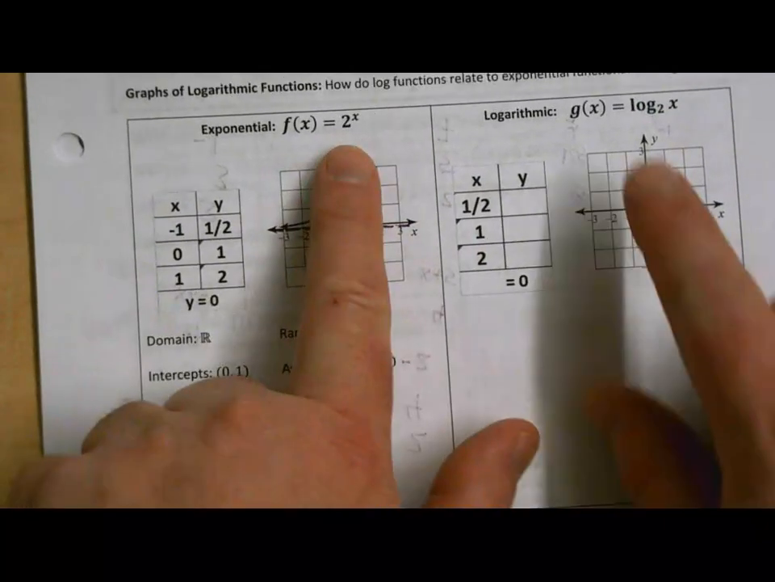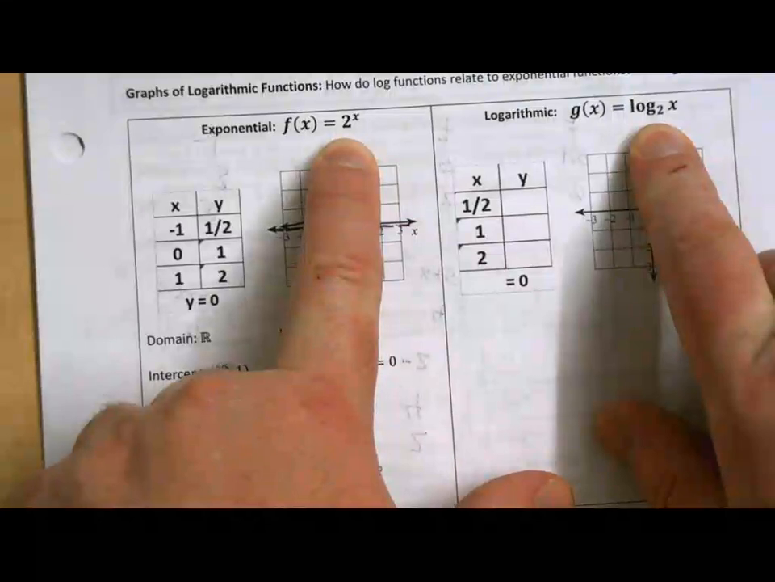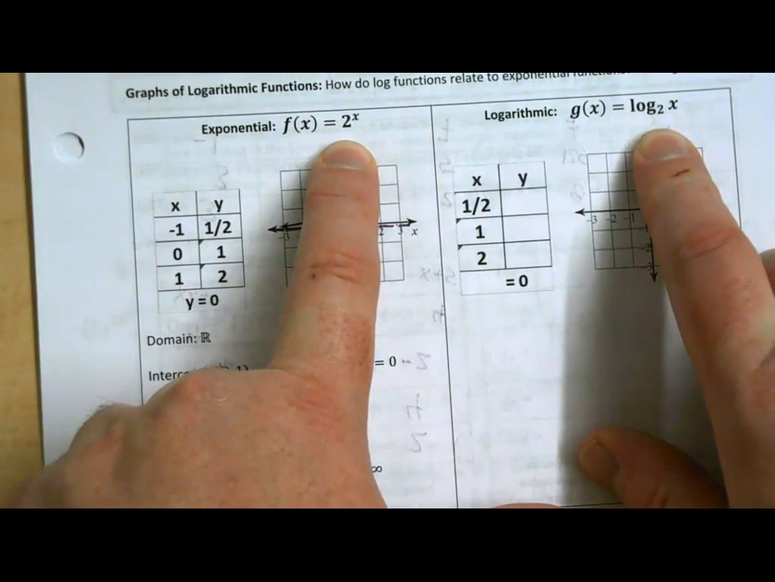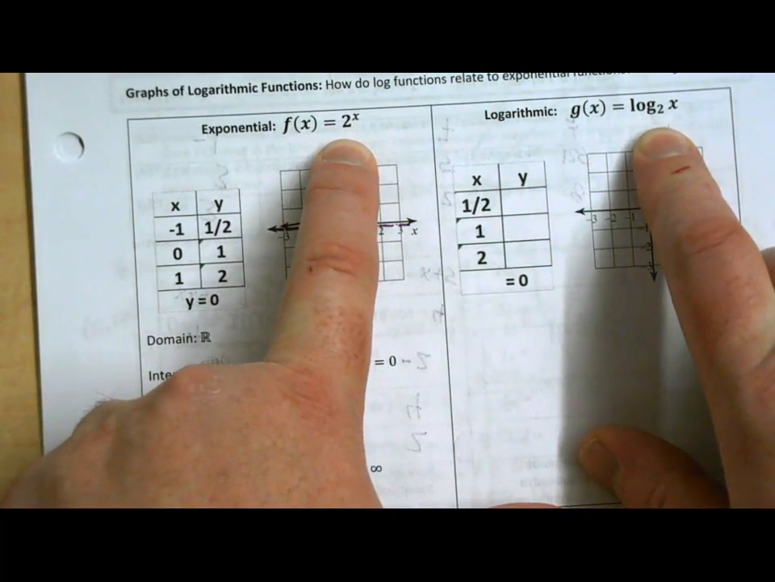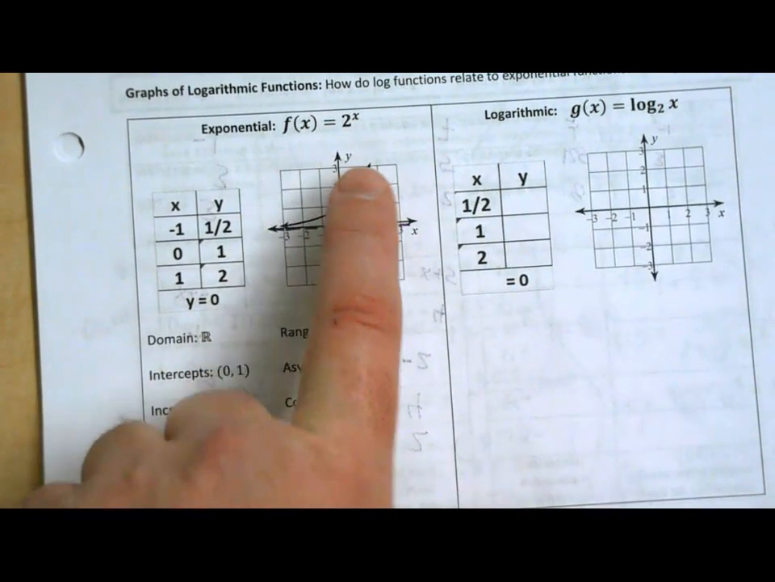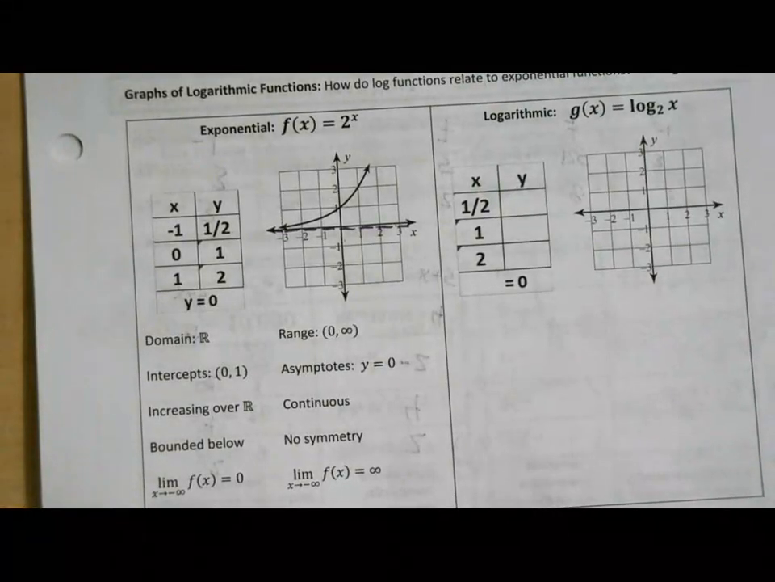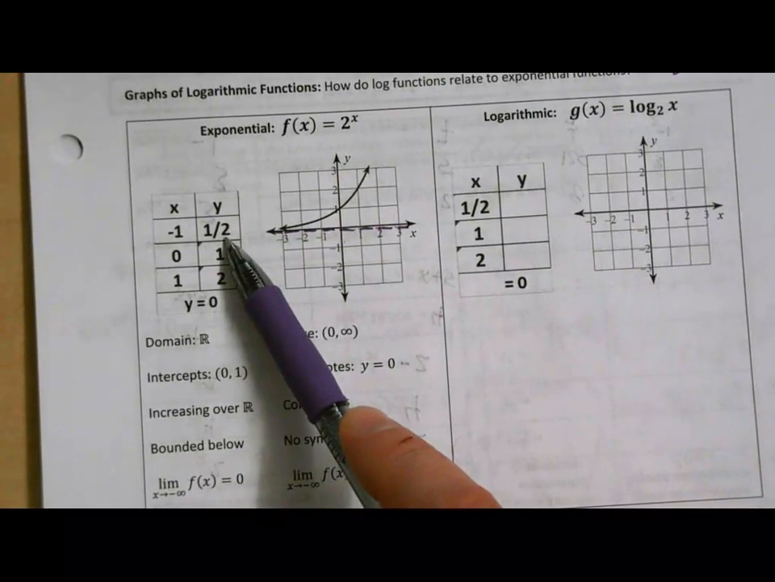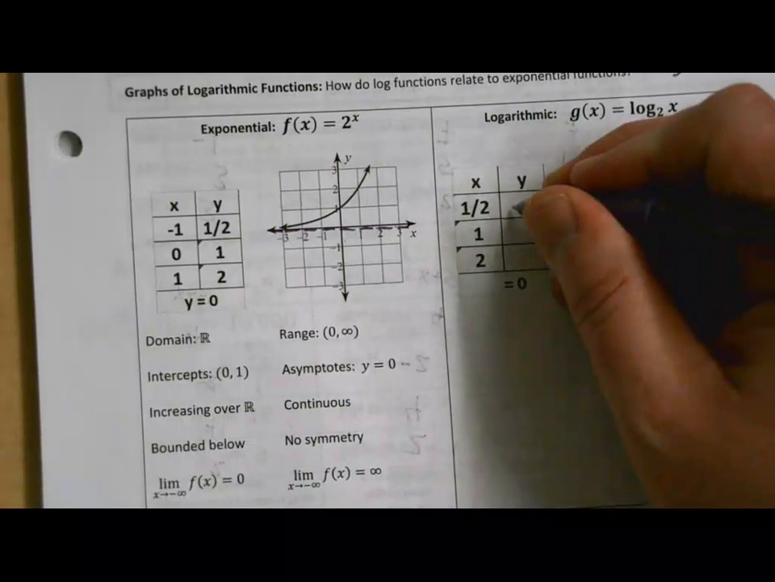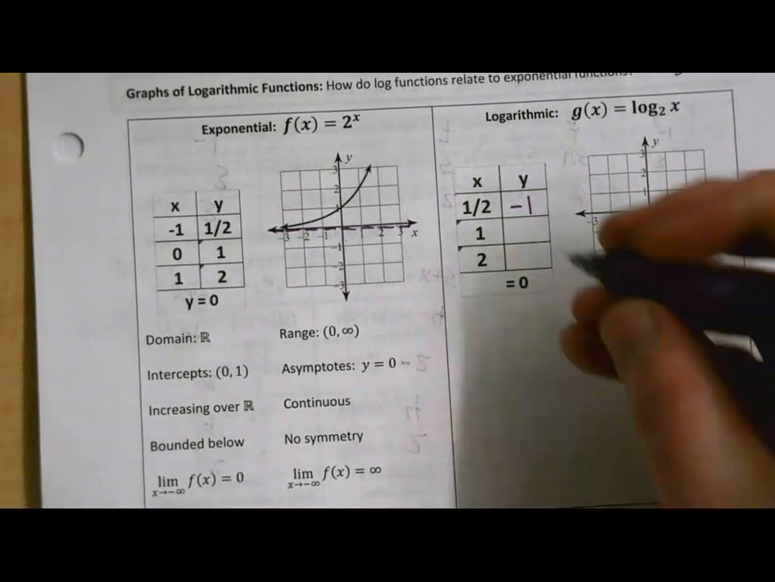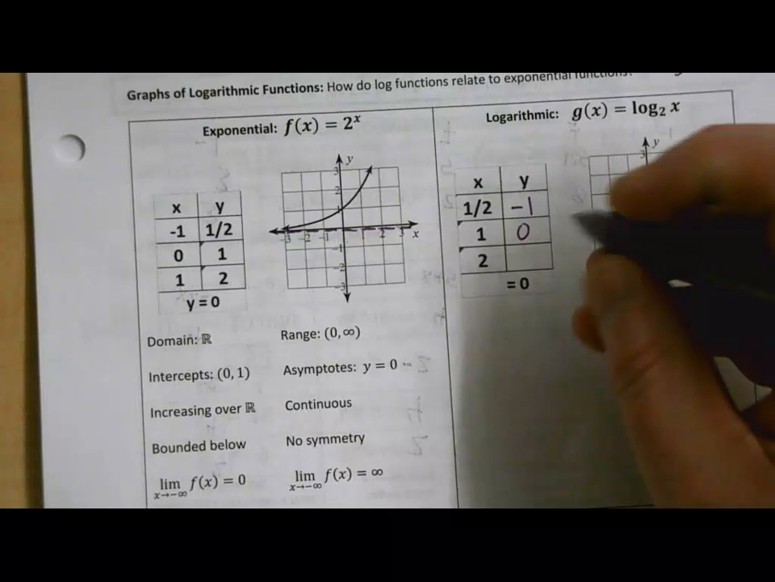What's significant about these two functions? They're inverses of each other, right? And what happens to x and y values when we take an inverse? X's become y's and y's become x's. That's the big concept of an inverse, right? Inputs and outputs switch. So if this graph had a point at negative 1 comma 1/2, then this one's going to have a point at 1/2 comma negative 1. If this graph had 0 comma 1, then we'll have 1 comma 0. If this had 1 comma 2, then we'll have 2 comma 1.